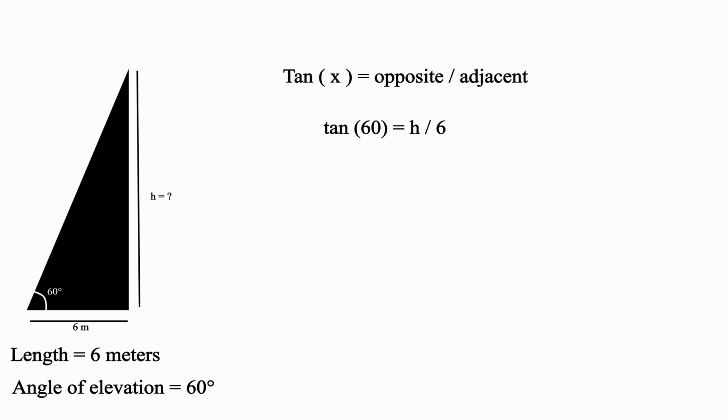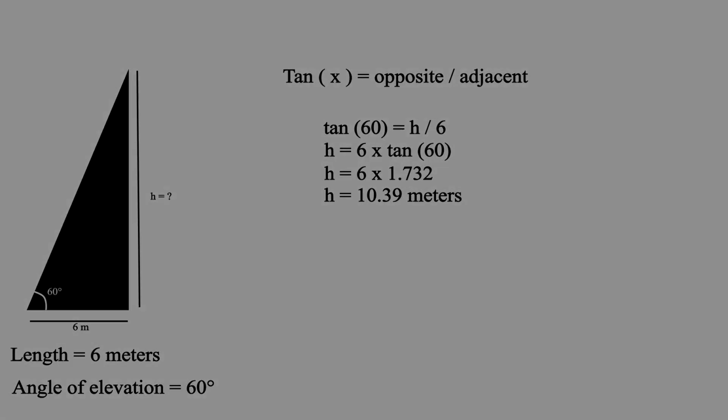Now, let's make h the subject, what we're trying to find. So let's move 6 over to the other side so that we can find h. So this will become h equals 6 times tangent 60. Now tangent 60 is equal to 1.732. And now you can multiply by 6 to get h. So after solving the equation, we get h equals 10.39 meters. So that is the height of the tree, what we are trying to find.